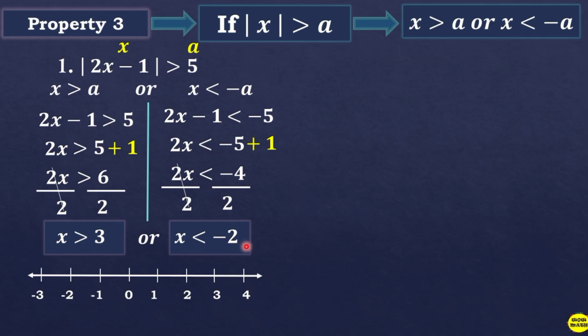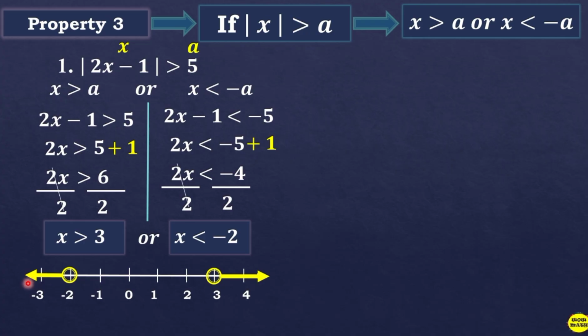So, pag ginraph natin siya, ito si 3, hollow kasi wala namang equal sign. Ibig sabihin, hindi siya part of the solution. Greater than, so pakanan. Okay? And then this one, negative 2. Ito si negative 2. Hollow din siya kasi it's not part of the solution. And then, x is less than. So, mas mababa. So, pa-left.